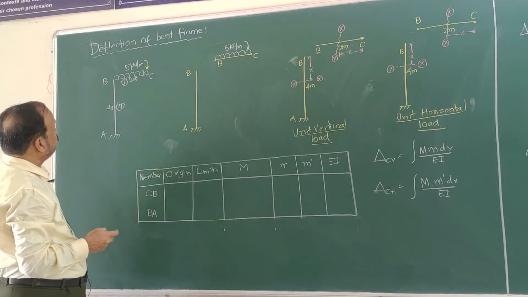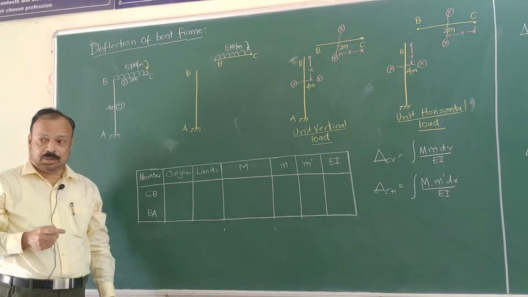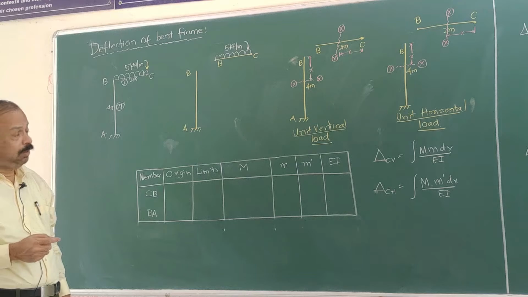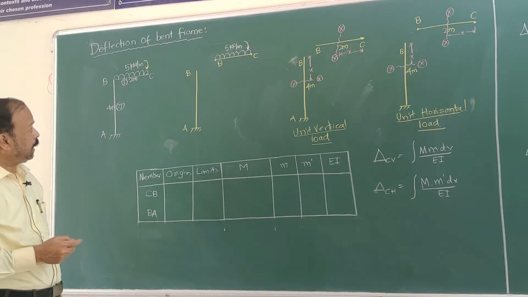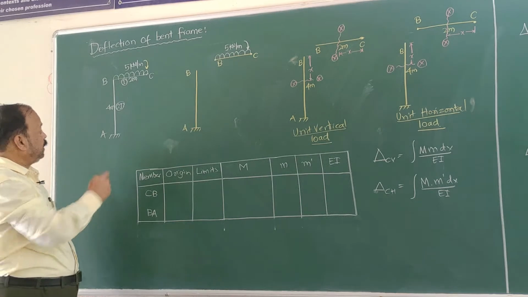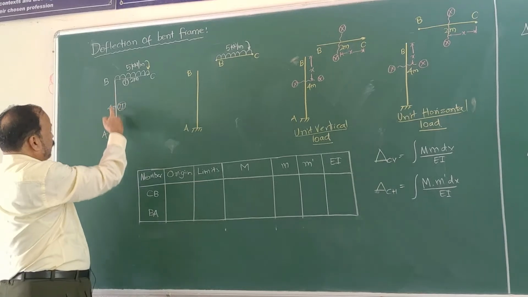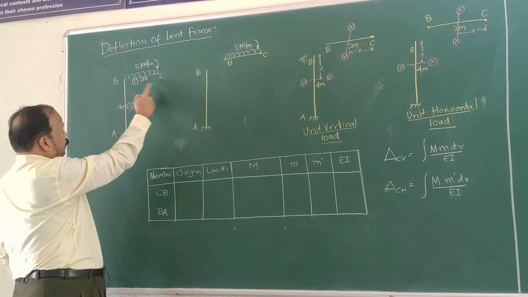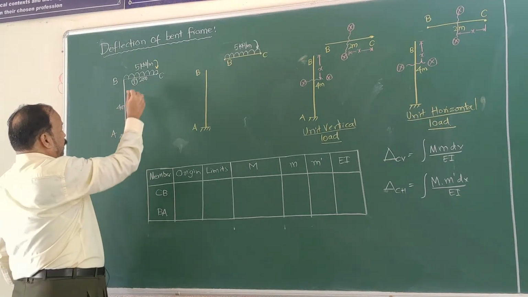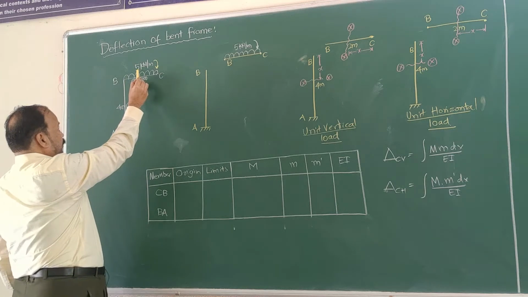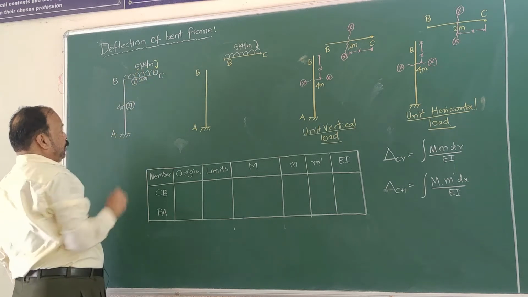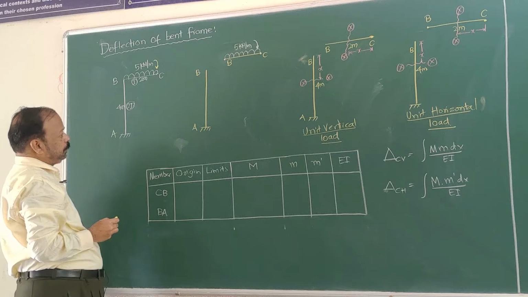Good morning, friends. Today we'll solve a problem on deflection of a bent frame by Castigliano's method. So this is the bent frame. The vertical arm is 4 meter and the horizontal arm is 2 meter. The horizontal arm is loaded with 5 kilonewton per meter uniformly distributed load.